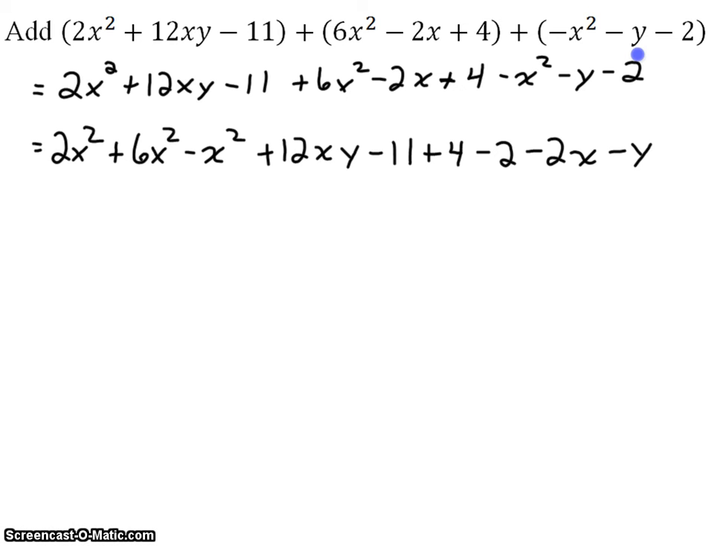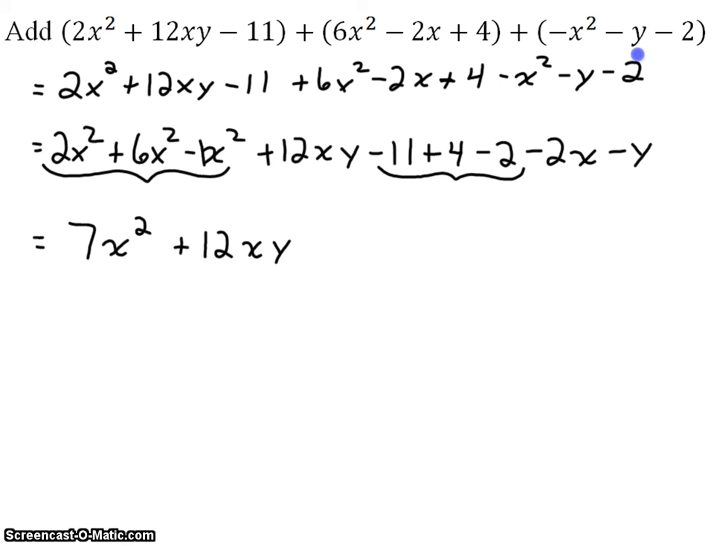Okay, now we just group any of the like terms. For example, these three are like terms, and these are like terms, and every other term does not have a like term to correspond with it. So now we add the coefficients, and in front of this minus x squared there's a 1 there. So 2 plus 6 is 8, minus 1 is 7, so we have 7x squared. Bring down the plus 12xy. Negative 11 plus 4 is negative 7. Minus 2 is minus 9. And then minus 2x, and then minus y.